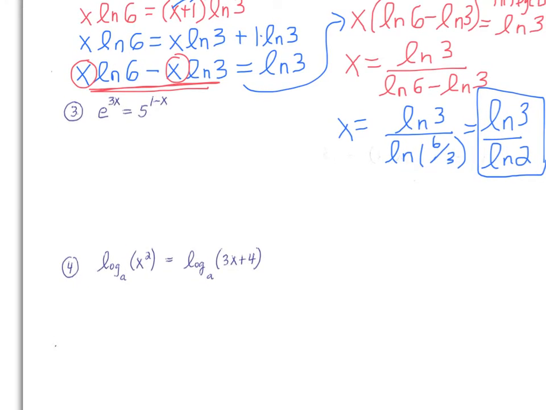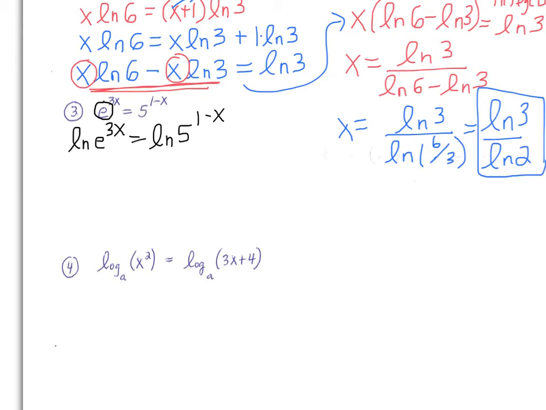Next example, another exponential equation where there's no way we can get equal bases. So we're going to take the log of each side. Now, because there is an e in here, recall that the natural log is the inverse of e. We care about that because it's going to cancel out the e if we apply the natural log to each side. So we're going to take the natural log of each side.